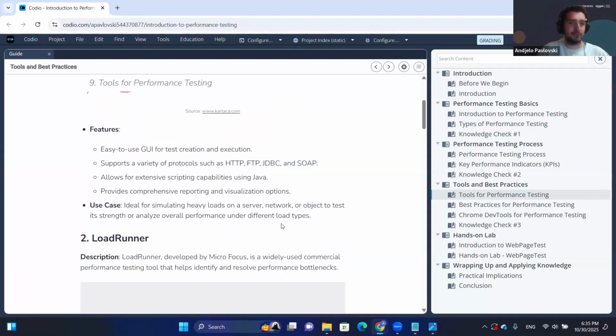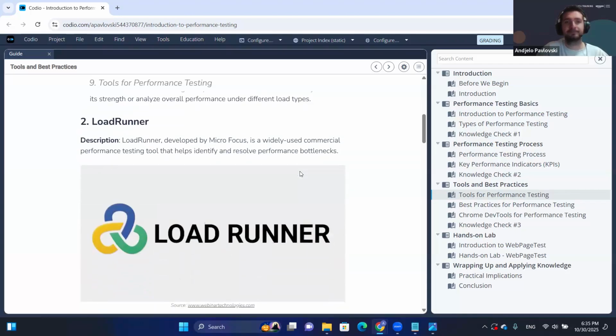And I would also add for the use case, it is good for heavy loads on a server network, or basically to analyze the load performance of a page. For larger applications, we'll go into detail for another tool.